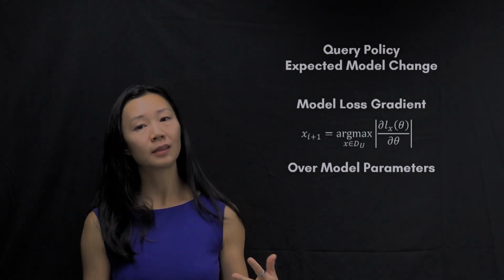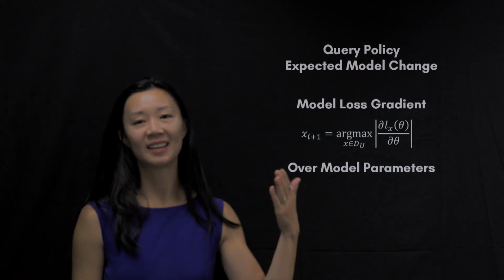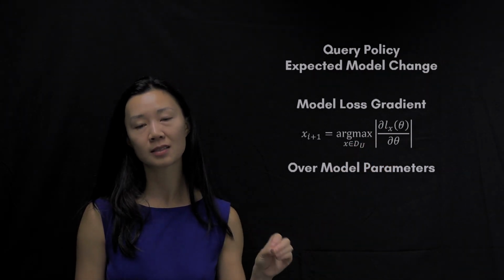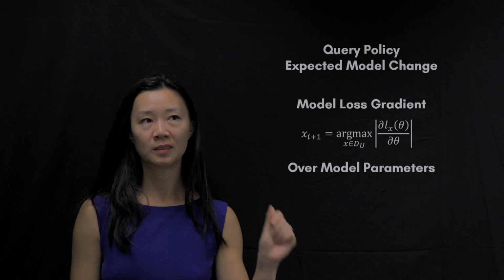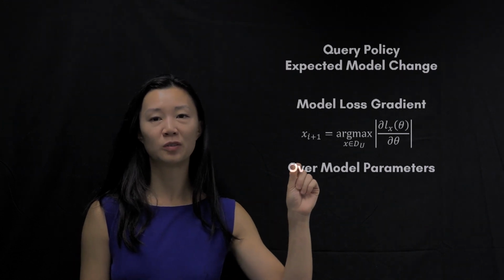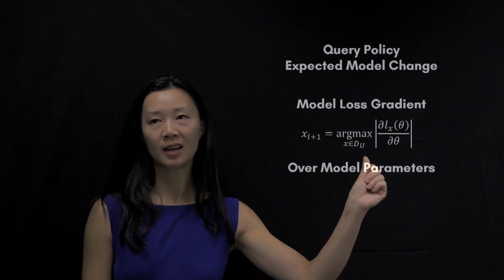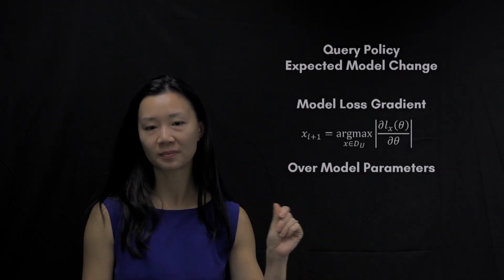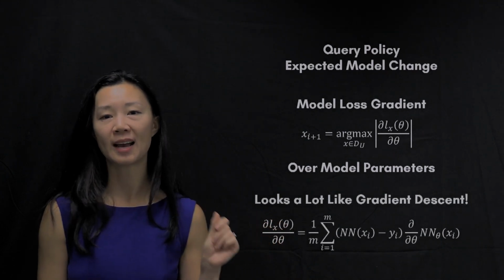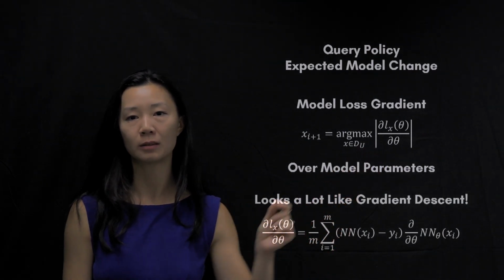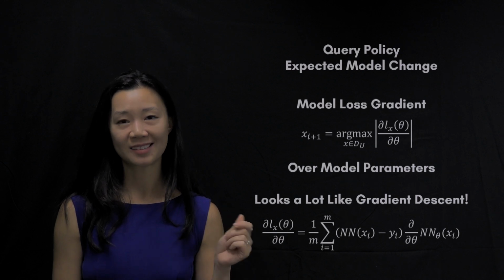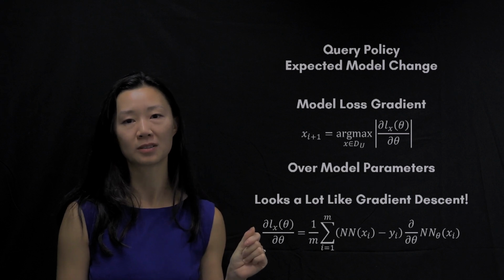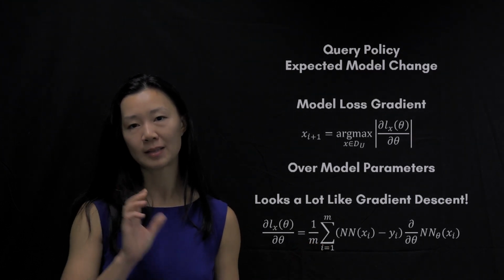You can mathematically describe the loss gradient over model parameters with this expression right here, which is the partial of loss with respect to theta. And you want to find this loss gradient subject to the sample points that you haven't visited. So, if we were to break out that expression of loss gradient, it would look like this. And spoiler alert, this expression looks a lot like gradient descent if you're familiar with neural networks. So we'll use neural networks as just the example here.